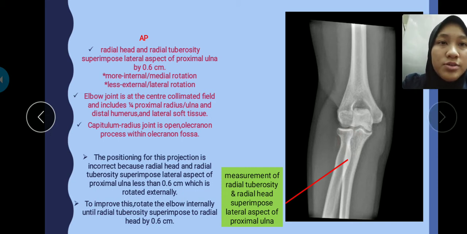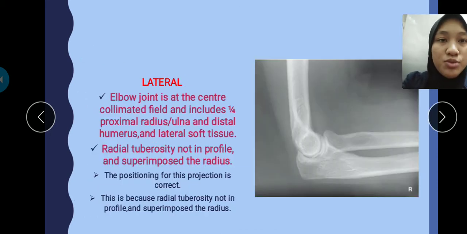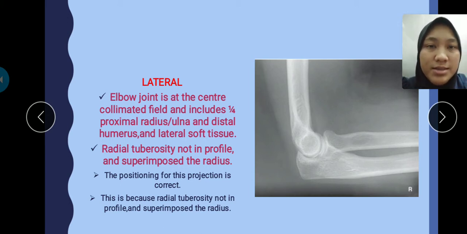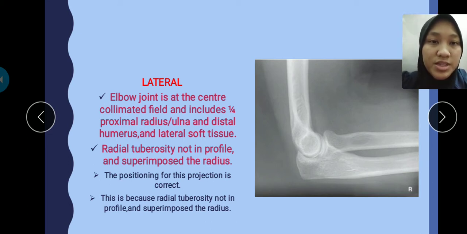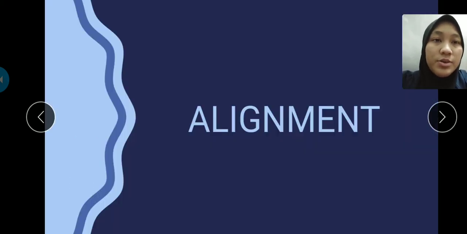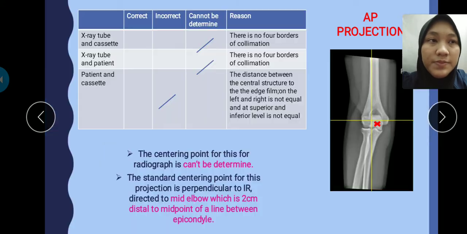Okay. For lateral projection, elbow joint is at the center of the collimated field and includes 0 over 4 proximal radius ulna and distal humerus and lateral soft tissue. Second, radial tuberosity not in profile and superimpose the radius. So the positioning for this projection is correct. This is because radial tuberosity not in profile and superimpose the radius. We continue to the alignment.